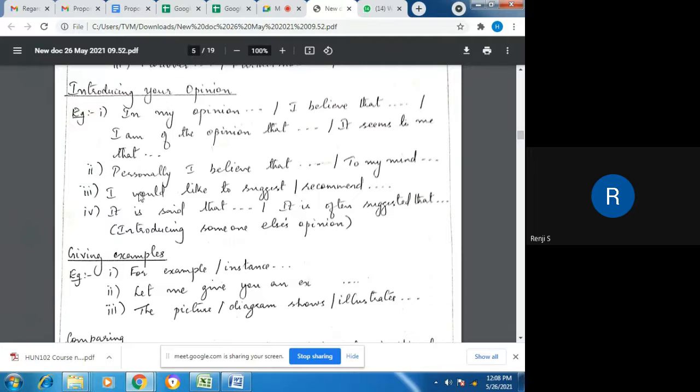Or you can start like personally I believe that, or to my mind I believe that, etc., can be used. Or I would like to suggest that, or I would like to recommend that. These are your opinions that you are going to express.